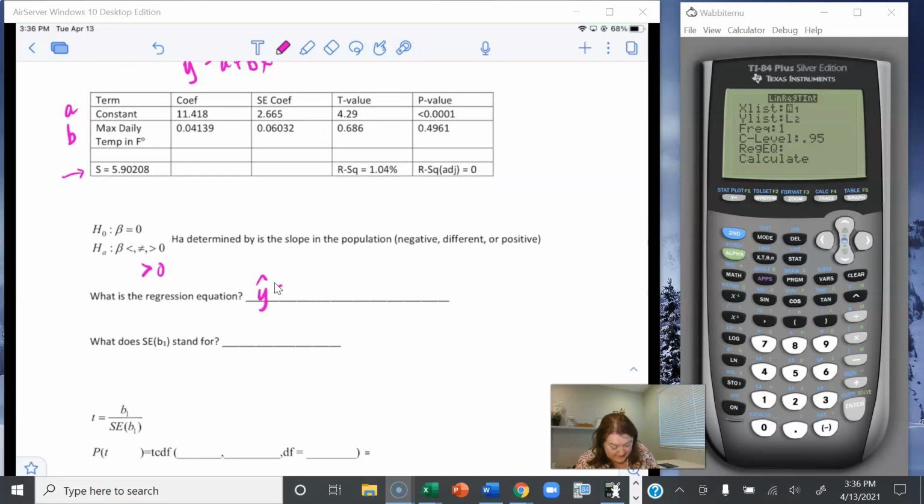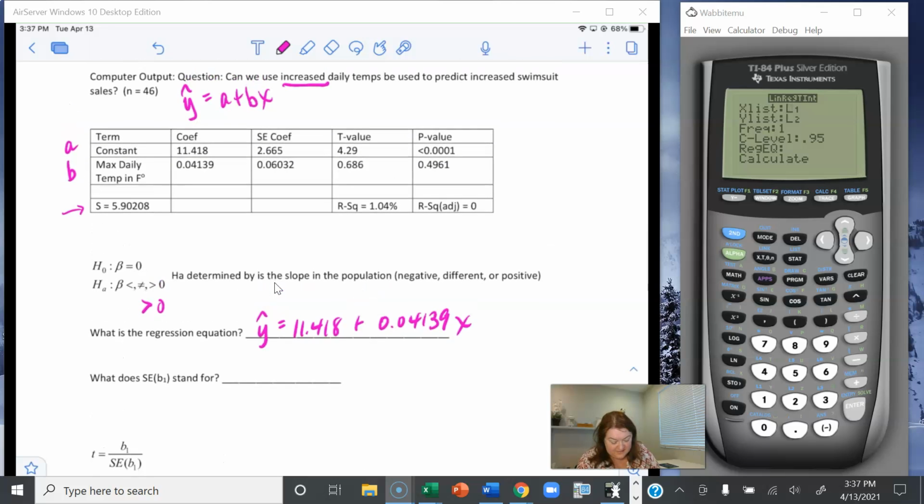So we would say y hat equals 11.418 plus 0.04139 x. And remember, we talked about if I do this, then I have to identify what y hat is. So we're going to go back and we're going to fix this a little bit so that I don't have to do that. So instead of y hat represents the predicted sales. And then the x, we can say, is the temperature. Okay, to leave them as x's and y's, you just then have to go over and explain what those are anyway.